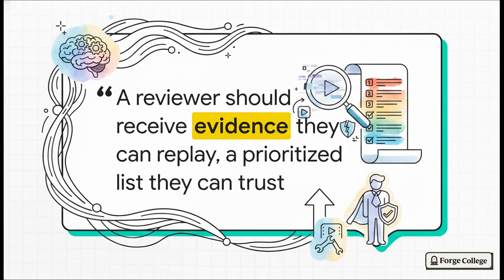The ultimate goal of our entire triage phase really comes down to this one golden rule. A reviewer should receive evidence they can replay, a prioritized list they can trust, and clear next steps for deeper analysis. If you follow this meticulously organized blueprint, you're going to elevate yourself from someone who just runs a scanner to a highly valued security professional who actually solves complex problems.